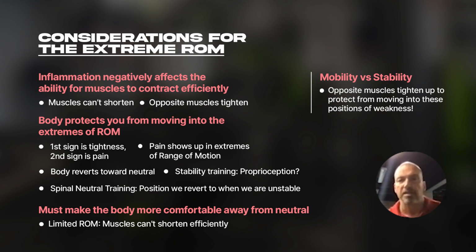So part of compensation of the body is to say, I don't want to move in the extremes of range of motion, so I'm going to encompass myself and then revert myself back toward my center of gravity. Well, that's the position we revert to when we're dysfunctional, because that's the position where we're the most stable. So if we're doing spinal neutral training and we're not teaching the body to also move, I mean, that's a great position to start from because that's where we're the strongest.